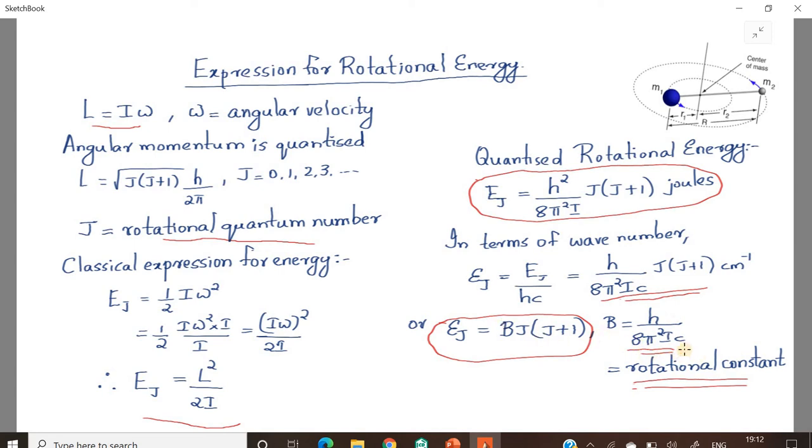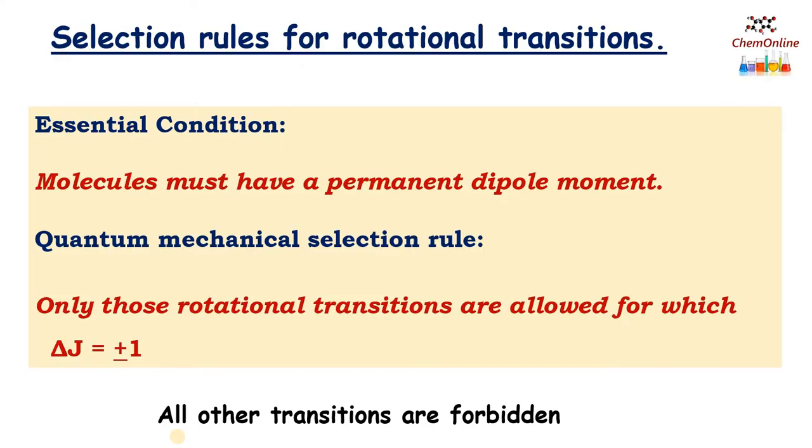So these two equations are important. One is the equation for rotational energy. In terms of joules, it is E equals h square by 8 pi square I J into J plus 1. In terms of wave number, we have epsilon_J equals B J into J plus 1, where B is the rotational constant and its value is given by h by 8 pi square I c. We have seen the moment of inertia and rotational energy of a diatomic molecule.